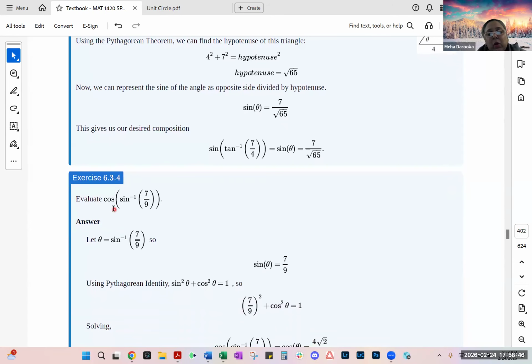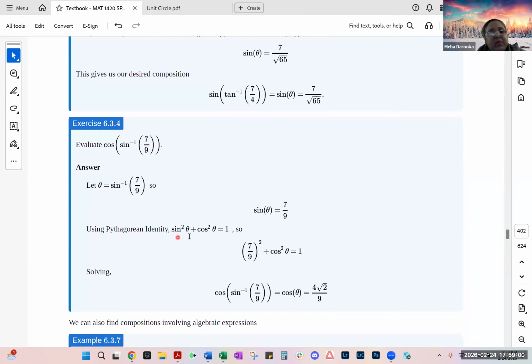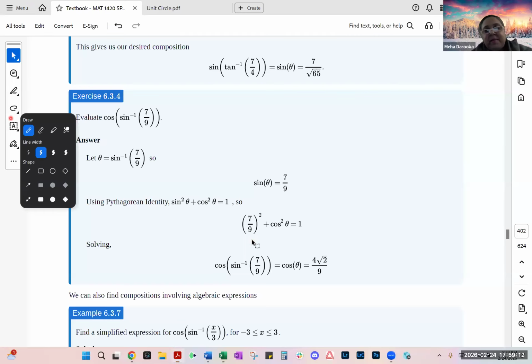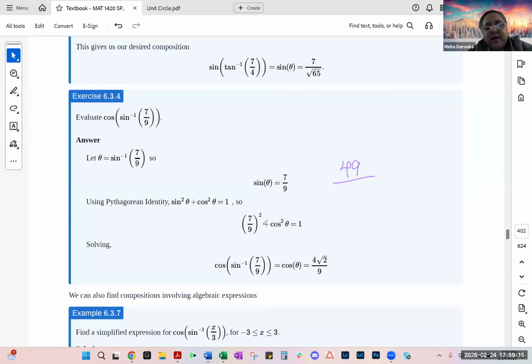You can see now we are using cosine with sine inverse of 7 over 9. So same thing, take your inside function, sine inverse of 7/9, set it equal to theta, which means we are now given sine of theta is equal to 7 over 9. And you will see we went back to the Pythagorean identity of sine squared plus cosine squared equals 1. So this time we are given the sine function 7 over 9. So as you can see, that will become 49. 9 times 9 is 81. And then obviously, same thing, right? You're going to subtract that from 1 on the other side. So we will get 1 minus 49 over 81.